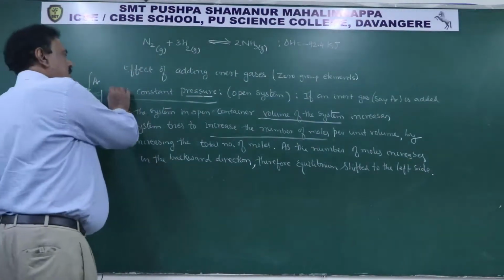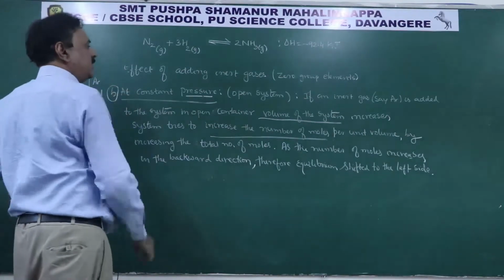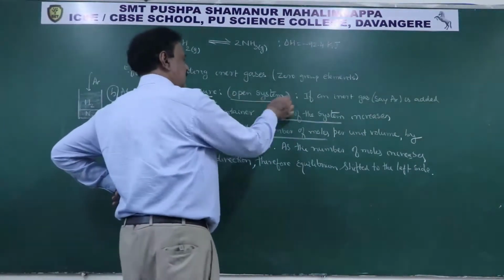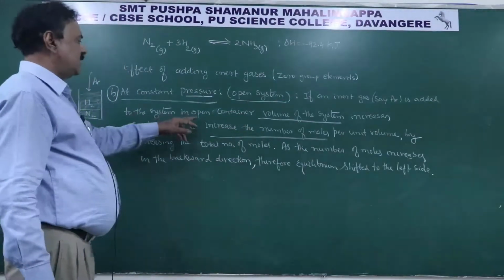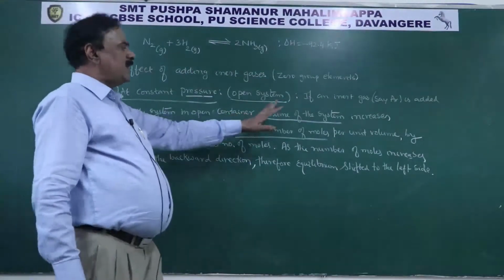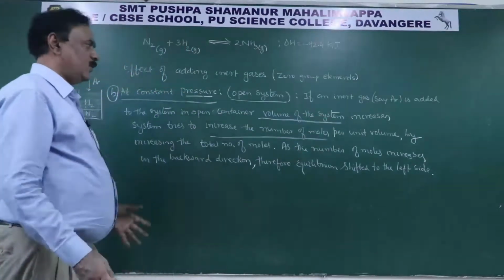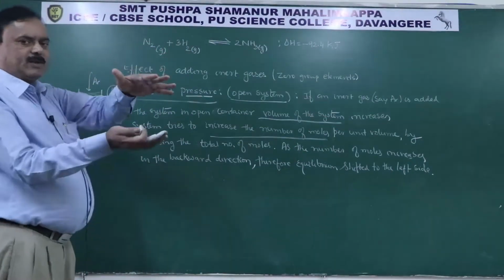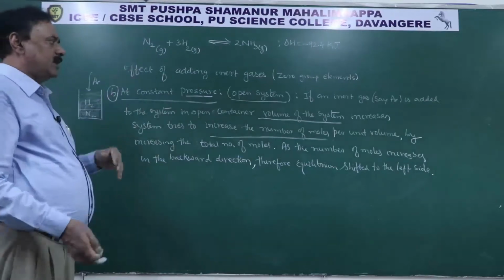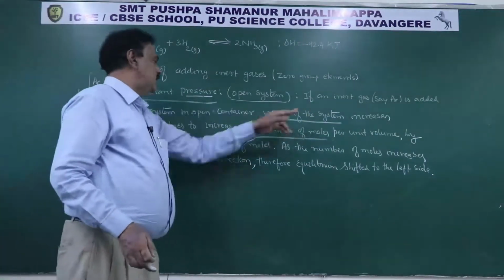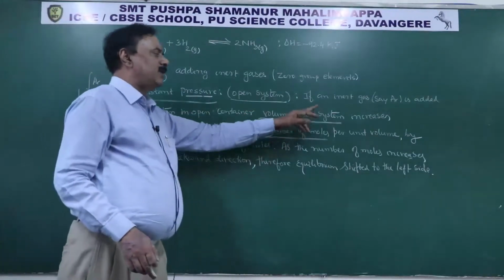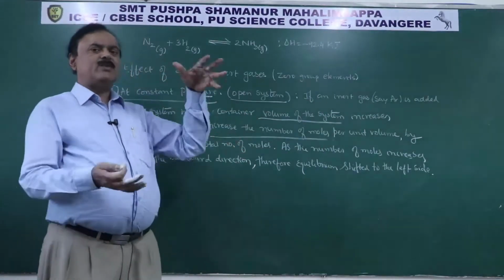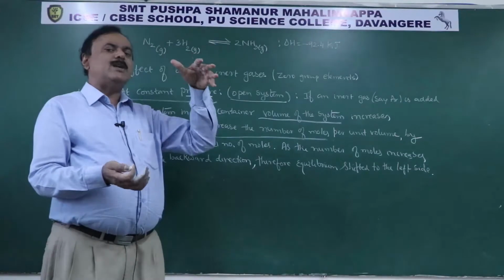Now, at constant pressure, this is an open system, whereas the earlier one was a closed system. If an inert gas, say argon, is added to the system in an open container, then the volume of the system increases. Initially we have nitrogen, hydrogen and argon. The system tries to increase the number of moles per unit volume, so the number of moles of the gaseous system per unit volume also increases.